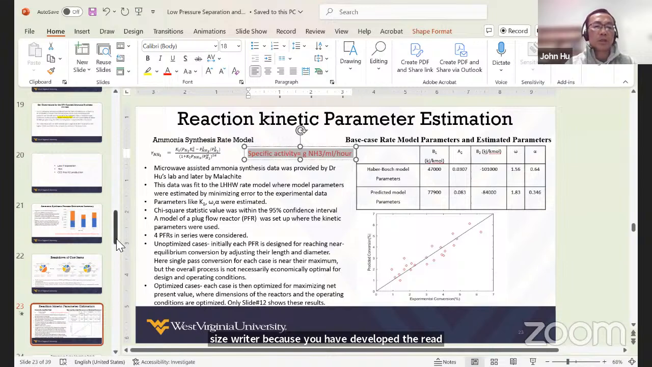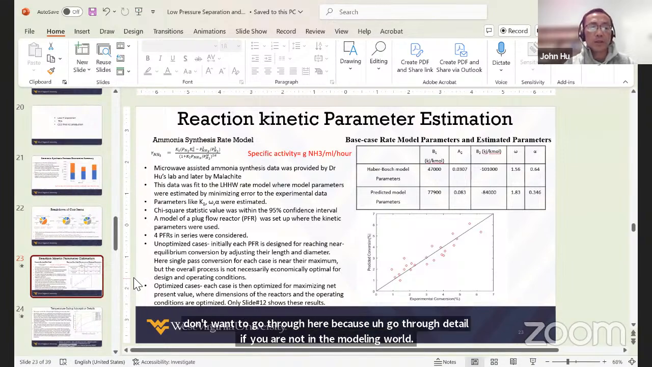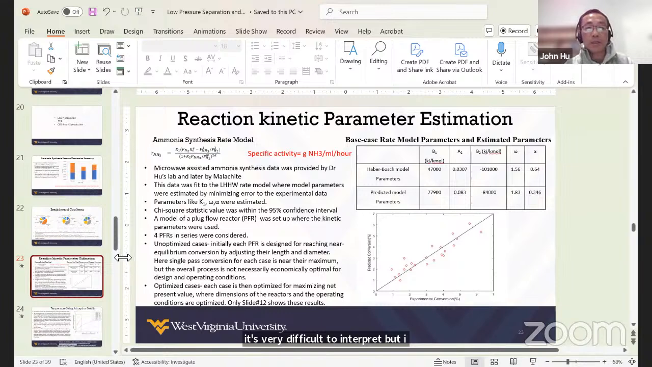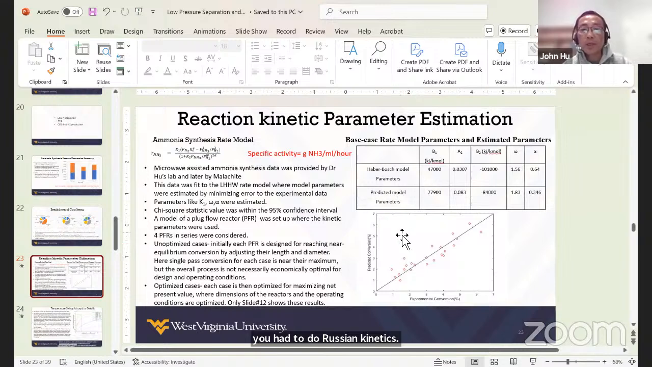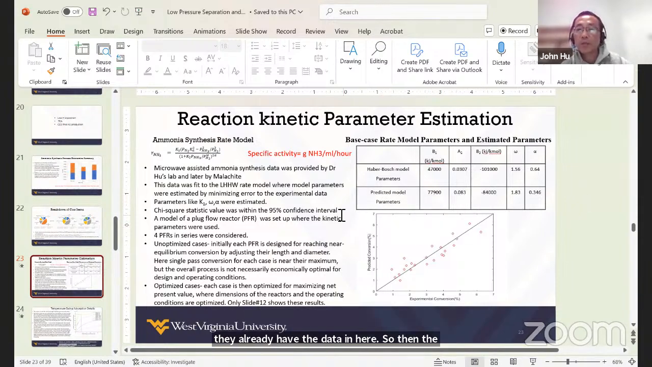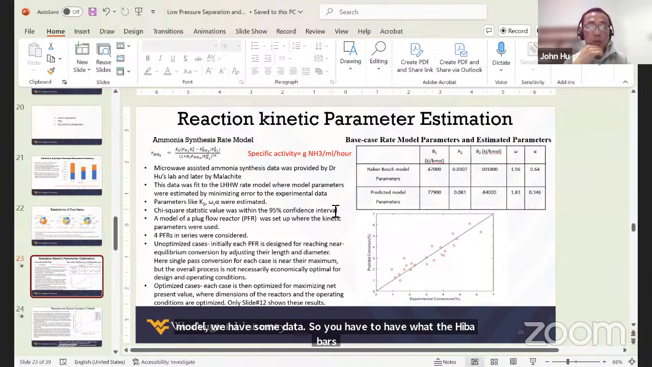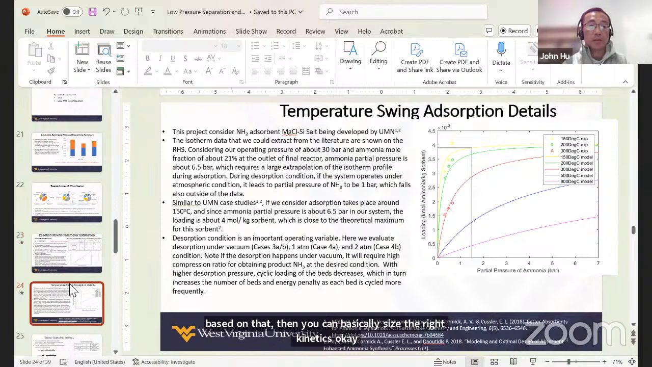Okay, I don't want to go through the detail here, because if you are not in the modeling work, it's very difficult to interpret. But I want to tell you, scientifically or mathematically, you have to do reaction kinetics in order to come up with a parameter estimate. So you can see in this equation, the Haber-Bosch, they already have the data in here. With the predictive model, we have some data. So you have to have the Haber-Bosch reaction rate, and also the new technology reaction rate. Based on that, you can size the reactor. Everything is based on kinetics. So it's very detailed work.